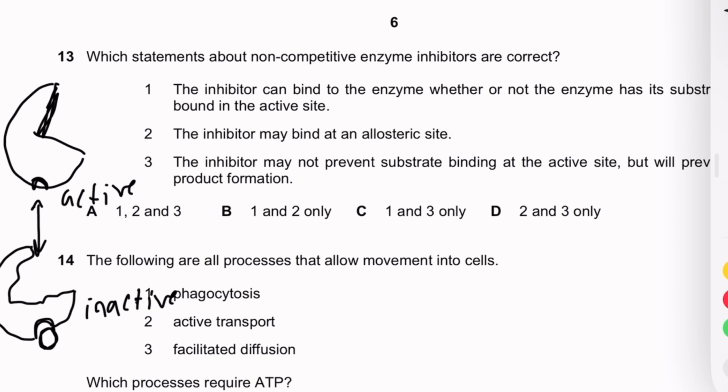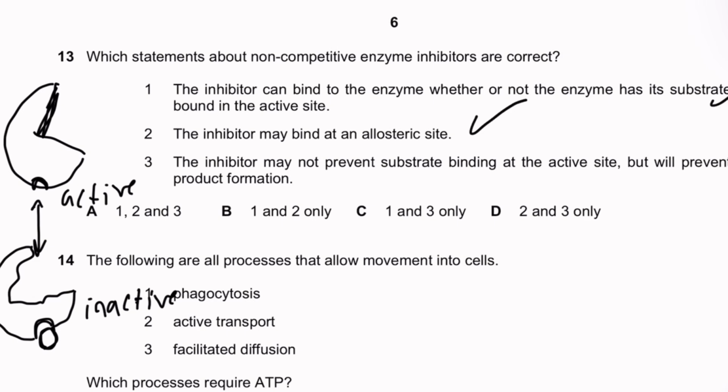So you have to understand that the inhibitor does not just bind when the substrate is attached. It has to bind specifically when the substrate is unattached so that it can stabilize this inactive form and change the shape of the active site. The inhibitor may bind at an allosteric site. Actually, that's the only place that non-competitive inhibitors bind.